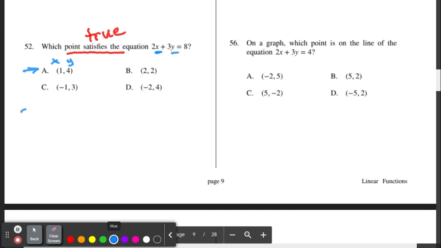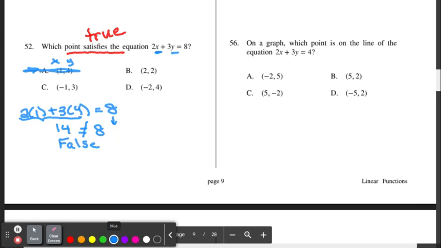So 2 times x is 2 times 1 plus 3 times y equals 8. Then I'm going to put that in my calculator. 2 times 1 plus 3 times 4, and I get 14. I'm going to bring down this equals 8. Now, 14 does not equal 8. So that is false. And false means it's not an answer.